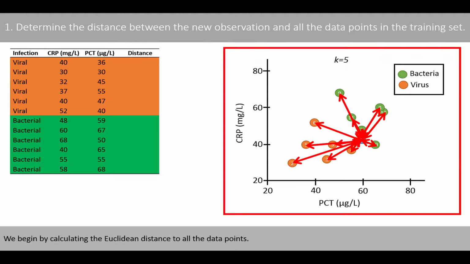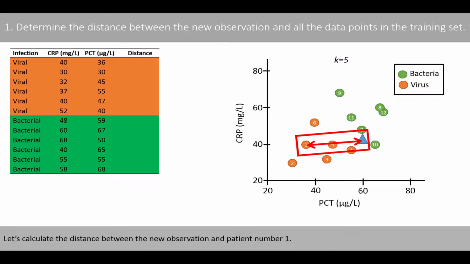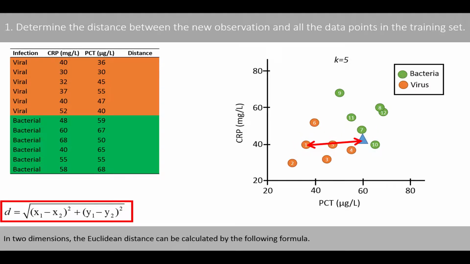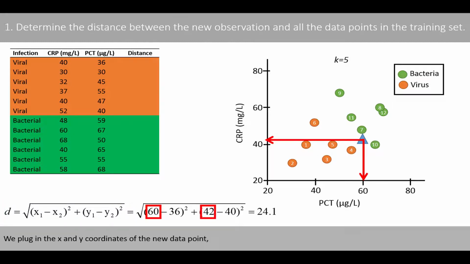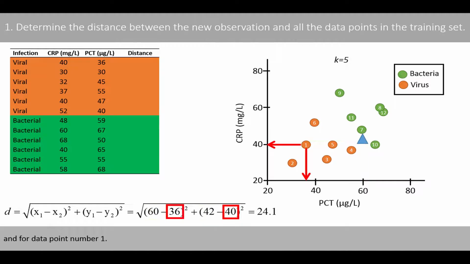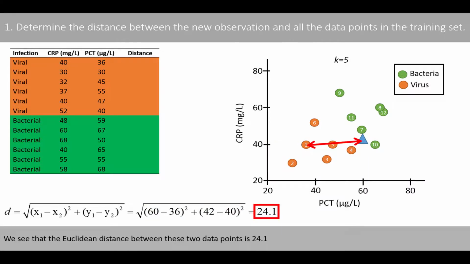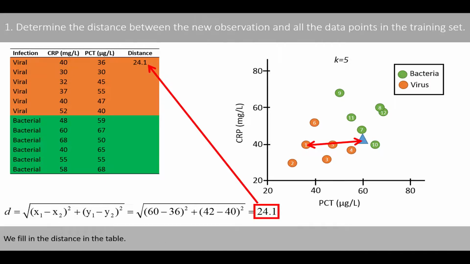We begin by calculating the Euclidean distance to all the data points. Let's calculate the distance between the new observation and patient number 1. In 2 dimensions, the Euclidean distance can be calculated by the following formula. We plug in the x and y coordinates of the new data point. And for data point number 1, we see that the Euclidean distance between these 2 data points is 24.1. We fill in the distance in the table.